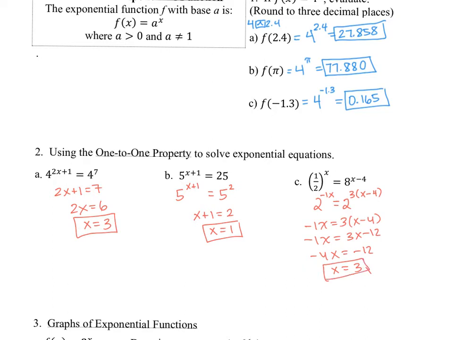Okay, so I got x equals 3. If you want to plug it in and check, 1/2 to the third would be 1/8. 8 to the 3 minus 4 is 8 to the negative 1, so the 8 moves to the bottom, and that would also be 1/8.